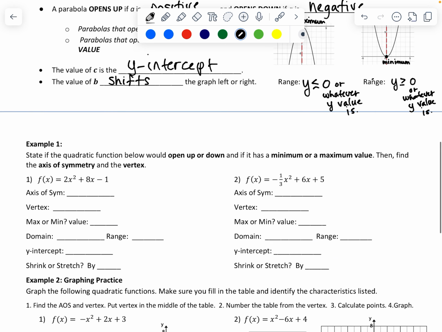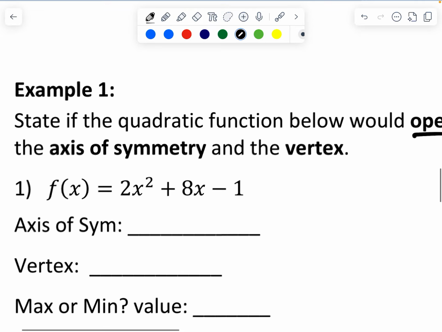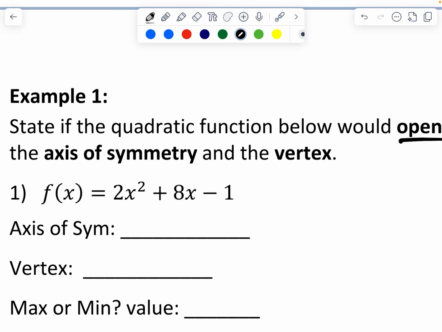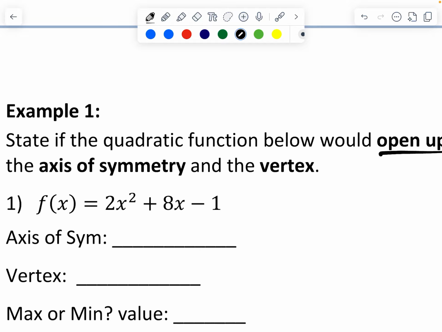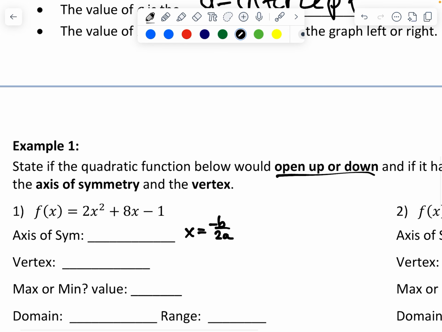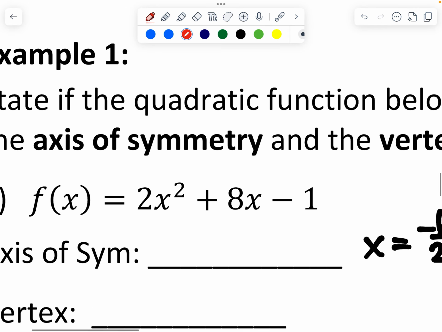All right, example 1. We have to state if the quadratic function below would open up or down. Is it a max or min? What's the max or min value? Then find the axis of symmetry and the vertex. Let's start with the axis of symmetry because that's the first thing we need to find the vertex. The formula for that is x equals negative b over 2a. I'm going to label my parts up here: a is 2, b is 8, c is negative 1.